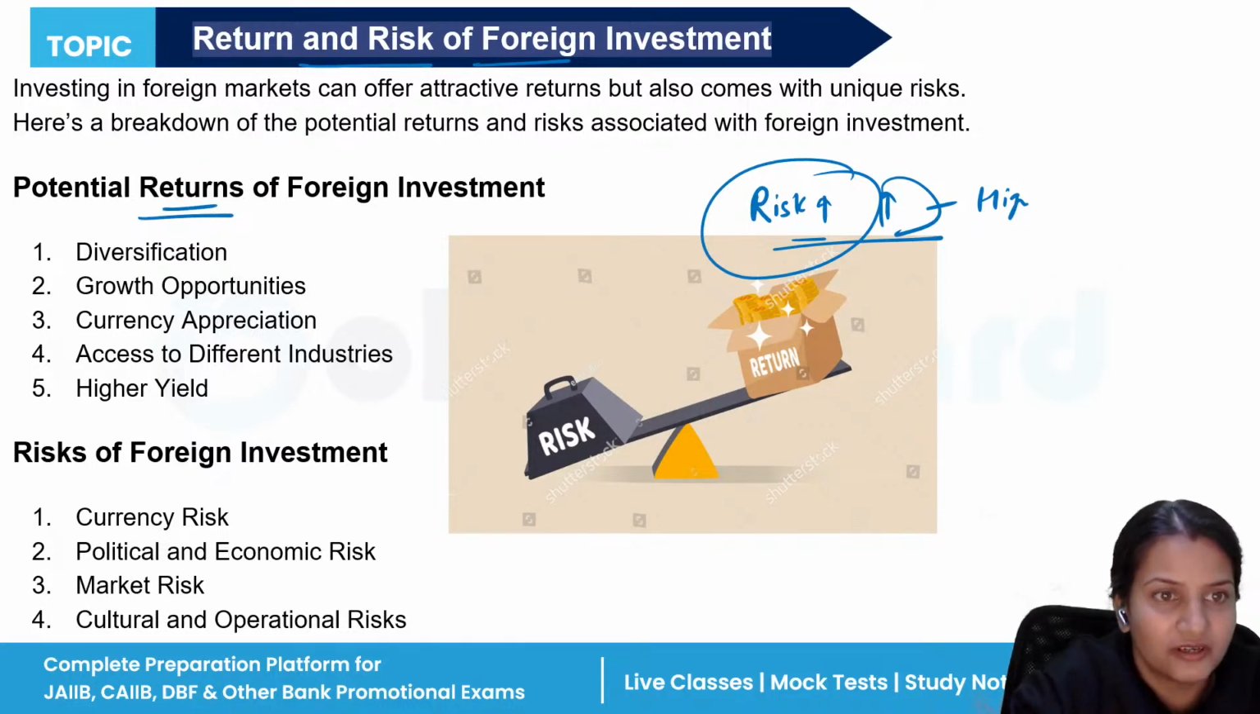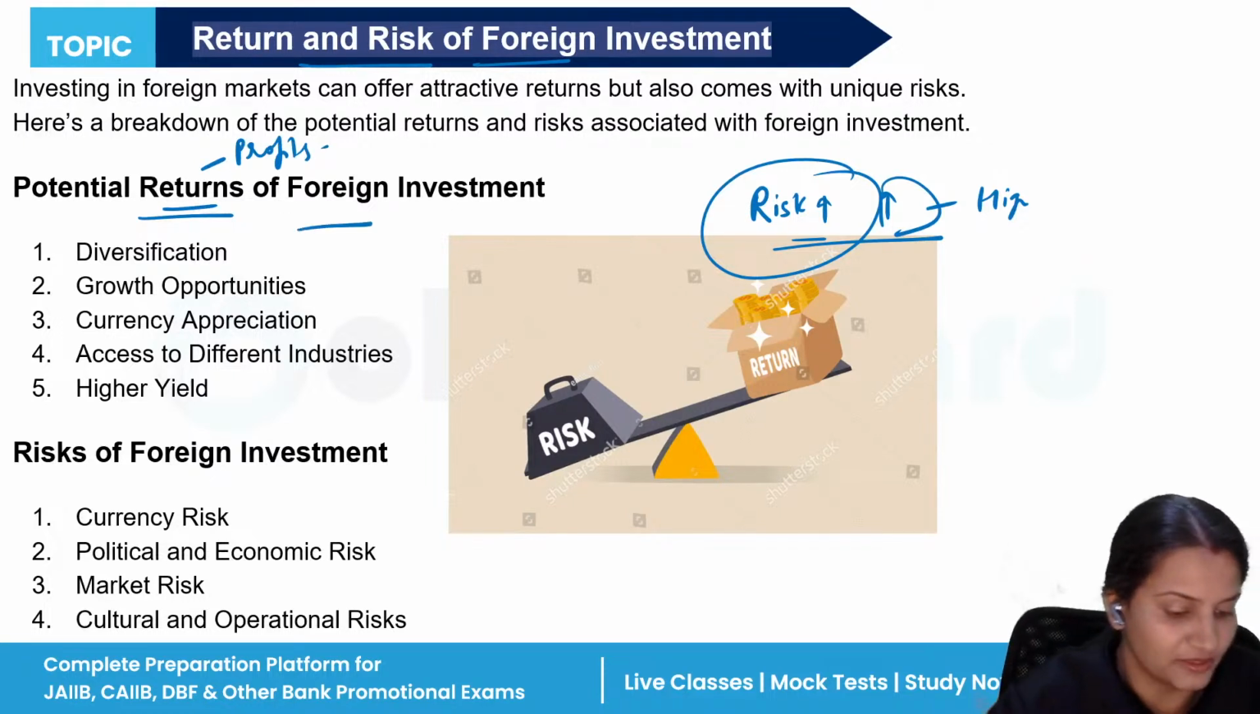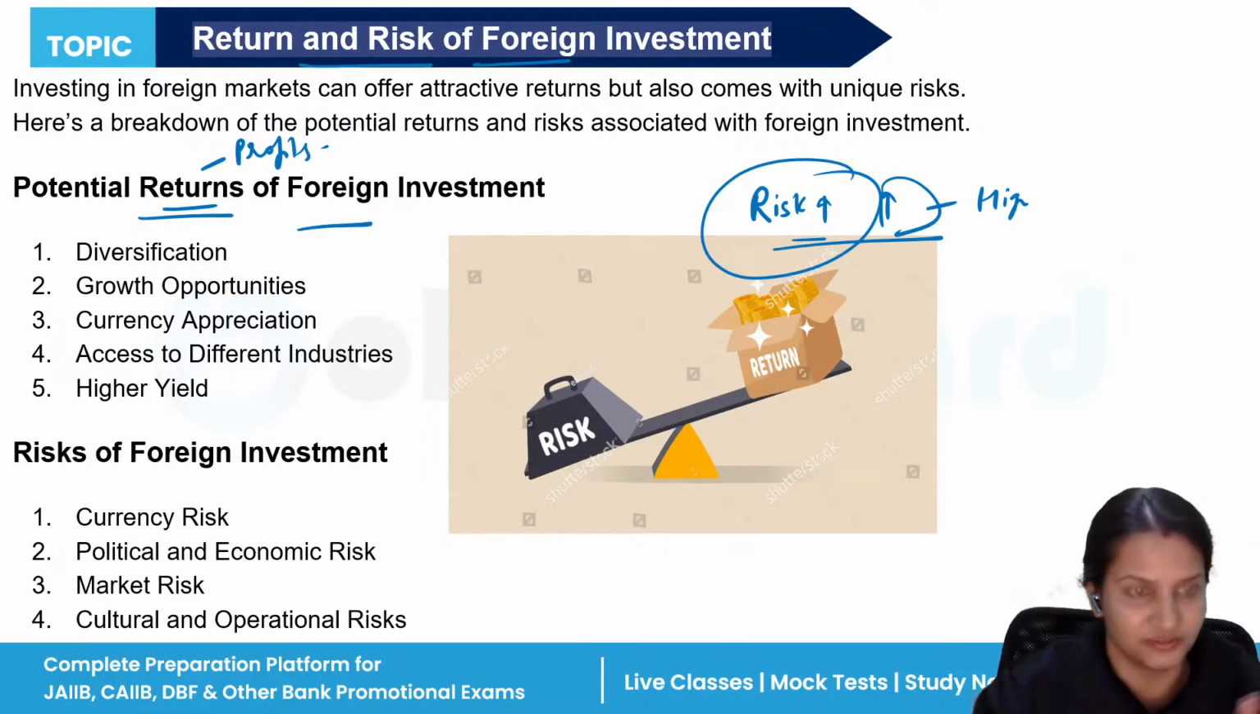Now, what are the potential returns? Returns means the profits of foreign investment. So what are the profits of foreign investment?